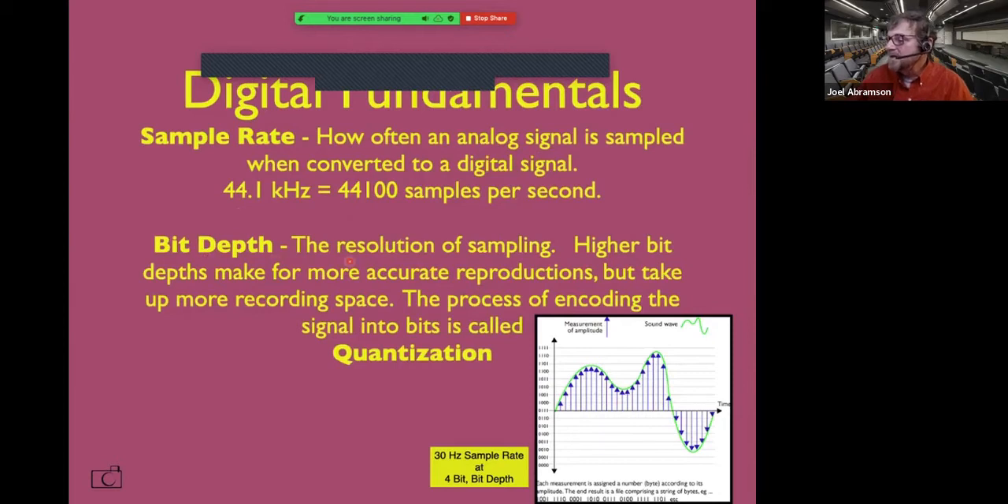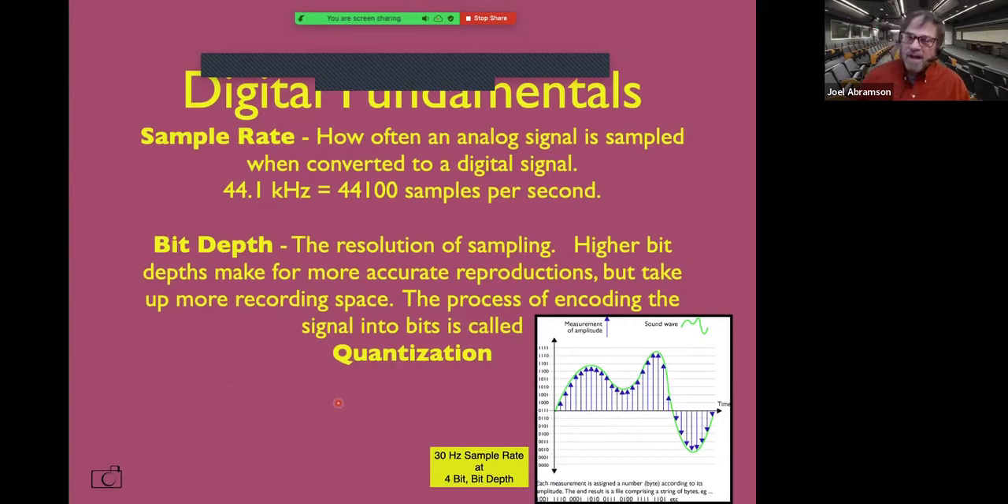And the bit depth is the resolution of that sampling. Higher bit depths make for more accurate reproduction. So the bit depth here is 4. But if you've heard of 128 kilobits, that's a standard bit depth. That means there are 128,000 ones and zeros representing each one of the samples. All right, so that sounds like a lot. It sounds like a high sample rate and a high bit depth, and produces really good sound, right?